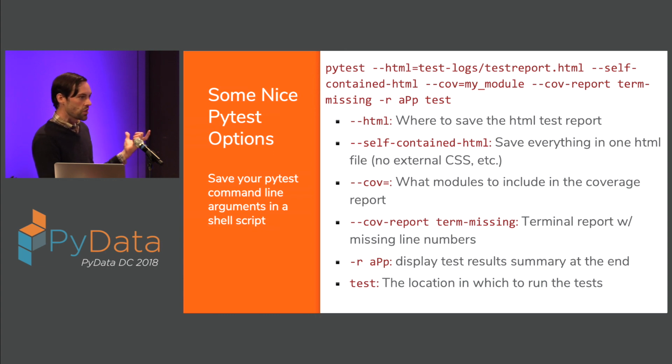I put all of these in a shell script called test.sh just because these things are easy to forget. And this way you can run the same way every time. So these are the options that I have. The first one is it saves an HTML test report. I'll pull that up in a second. We'll look at it. The self-contained HTML flag just says put it all in one file. Don't have like a CSS file and whatever other separate files.